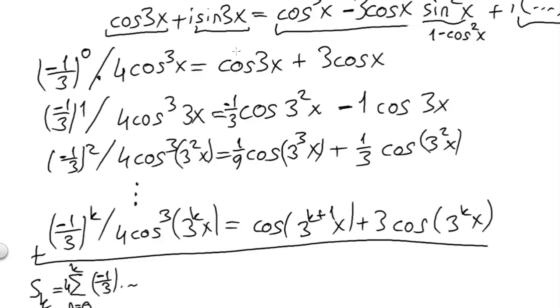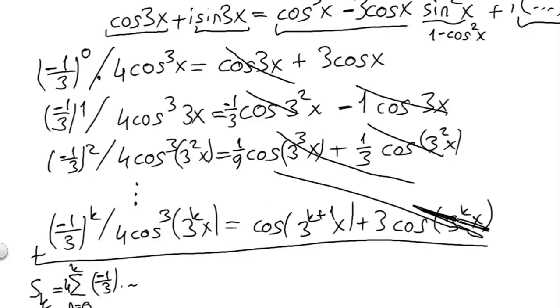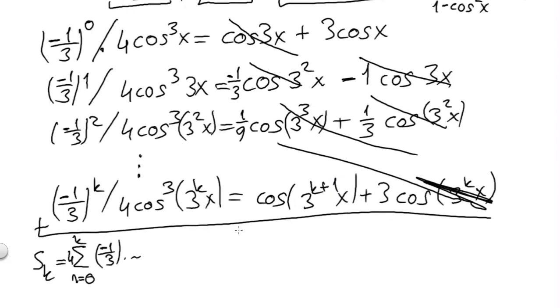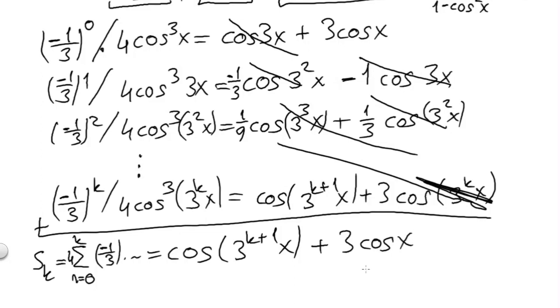And if you look, these two just cancel out. And these two also just cancel out. And you can just do the same. You can write it when it's k minus 1. And you can see that everything cancels out. This one will also just cancel out. So we will only be left with cosine 3 to the k plus 1 x. And I have plus 3 cosine x. Cool.